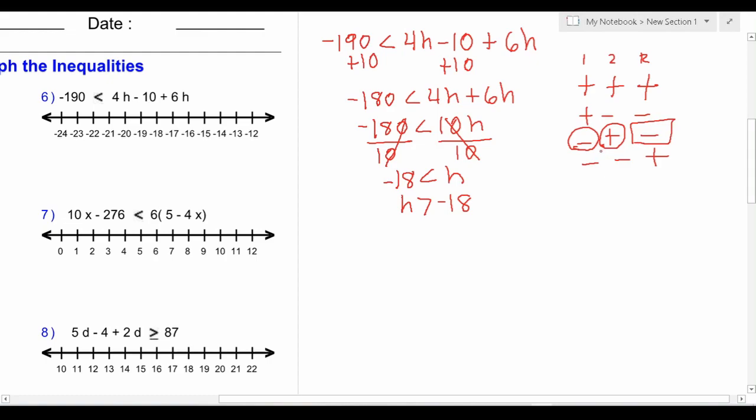Okay. In terms of graphing this, h is greater than negative 18. We're going to find negative 18 on the number line. We're going to put an open circle above negative 18. And this says we're looking for all the values on the number line that are greater than negative 18. So that's going to prompt us to draw an arrow to the right. Okay, so that was that one.